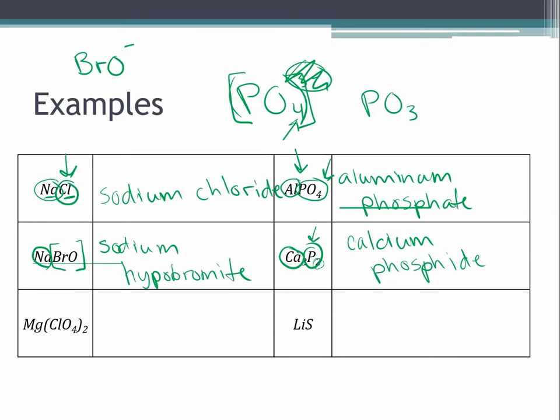On to our next one, number 5. Out front we have Mg. That is a metal, so we can just write magnesium.